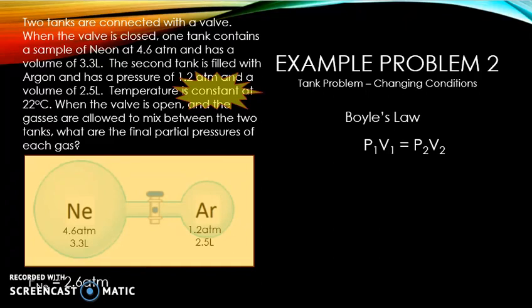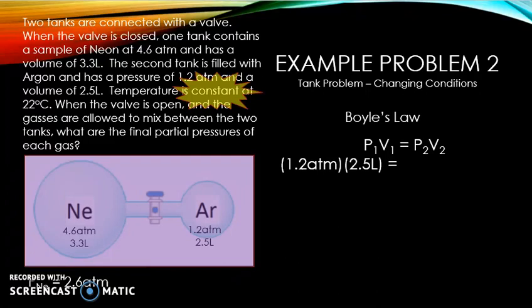Time to focus in on the argon. Just like the neon, the argon is only located in half of the tank at the beginning of the problem. These would define our initial conditions: 1.2 atm and 2.5 liters. So I can go ahead and fill that information in for P1 and V1, and it would look like this: 1.2 atm, 2.5 liters. And just like the neon, the argon is going to expand to fill both sides of the tank, taking up a whole new volume. We just need to know what the pressure is at that volume. So we'll fill that into P2 and V2.